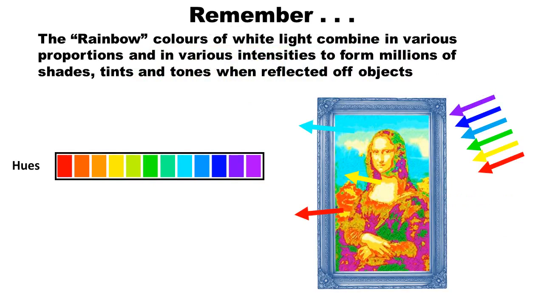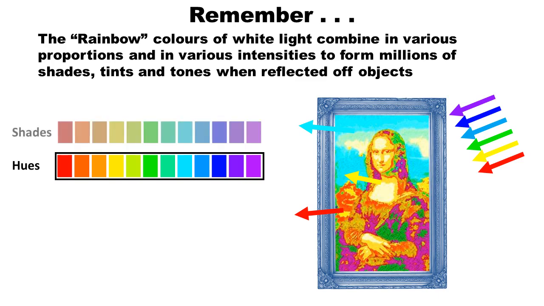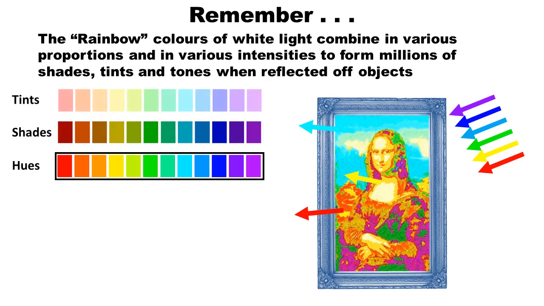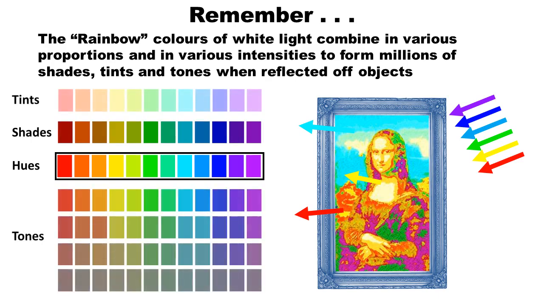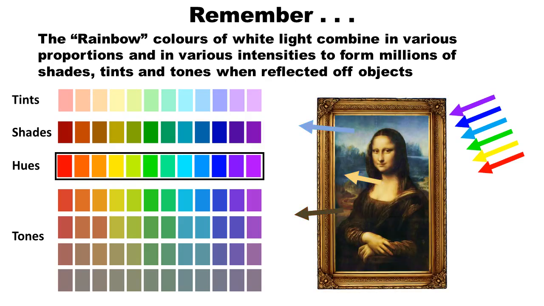So let's recap. The rainbow colours of white light, which we call hues, combine in various proportions and in various intensities to form millions of shades, tints and tones when reflected off objects. And it's these shades, tints and tones which make all the objects in the world around us appear as they do.